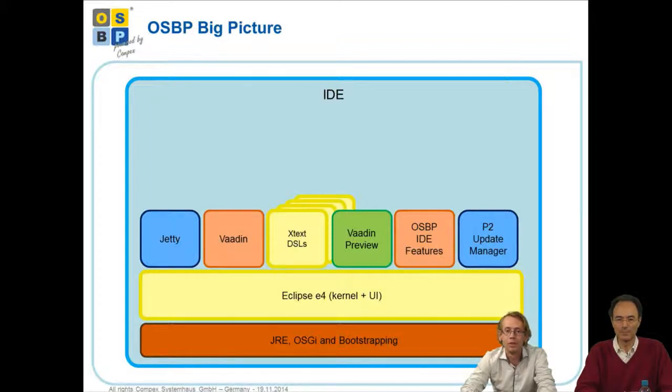There is a Jetty web server for Vaadin preview. We have Vaadin integrated to render the models at IDE level. We have several Xtext DSLs. Mr. Loetz will talk about it later. And for sure additional IDE features like an Xtext index view, and so on and so on. So we are pretty well set up with our OS.bee IDE.